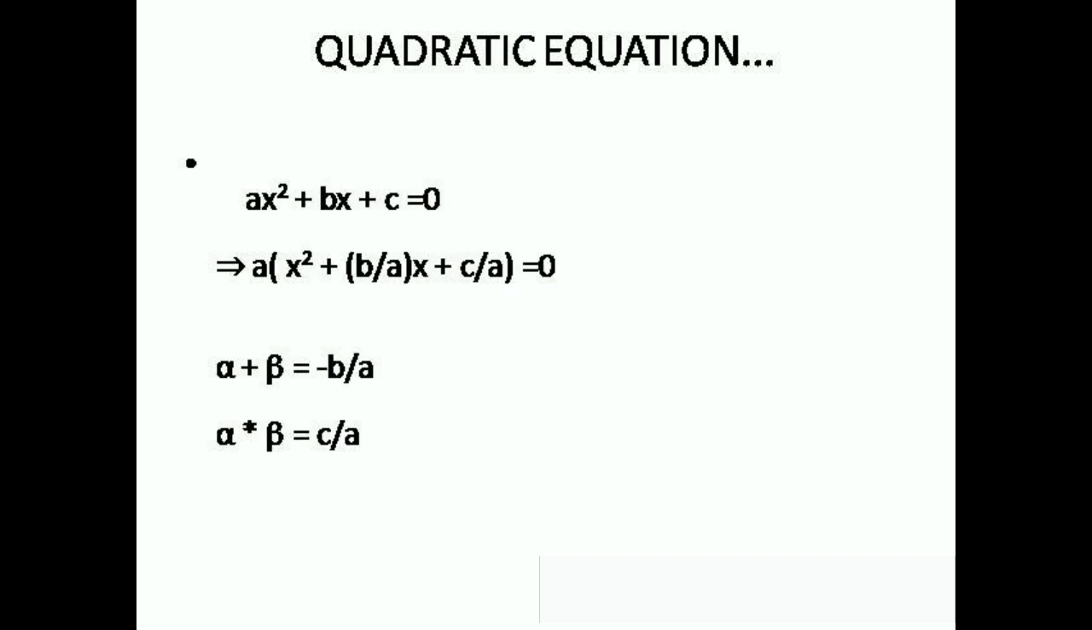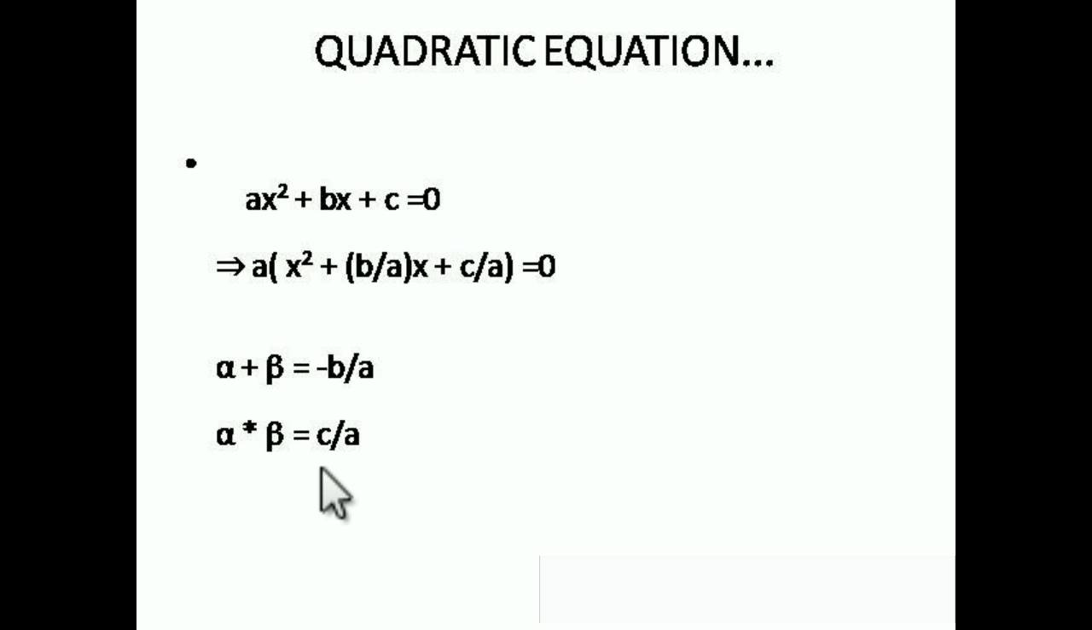One more thing: if ax square plus bx plus c is equal to 0, then taking a common, it becomes x square plus b by a into x plus c by a is equal to 0. If alpha and beta are the roots of the quadratic equation, then the sum of the roots, alpha plus beta, is equal to minus b by a, and the product, alpha into beta, is equal to c by a. We are going to use this in the numericals. We all know this from 10th standard.